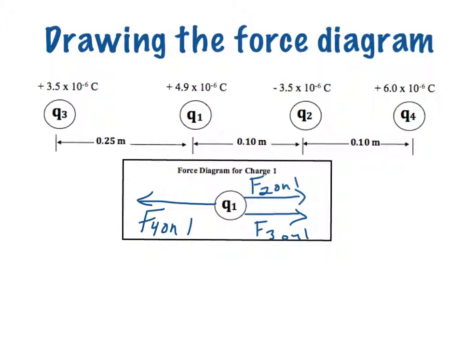So we're concerned about where charge 1 is going to go in these situations. And wherever it would go, if it was just those two charges, that's the direction I need to draw the force vector. So if it was just 1 and 2, charge 1 would move to the right. If it was just 1 and 3, it would move to the right. And if it was just 1 and 4, it would move to the left, which is where we see our force vectors.